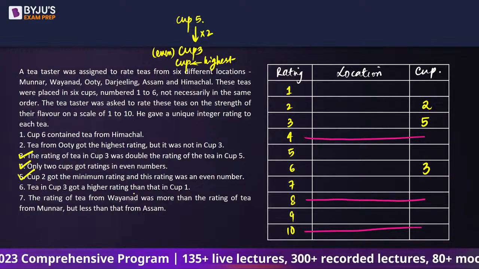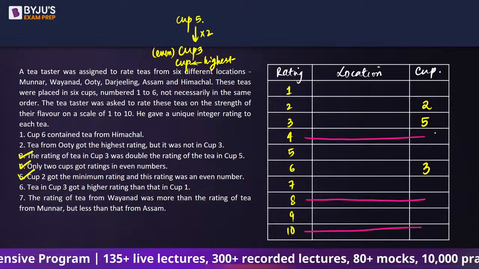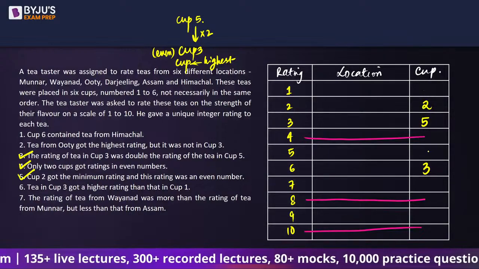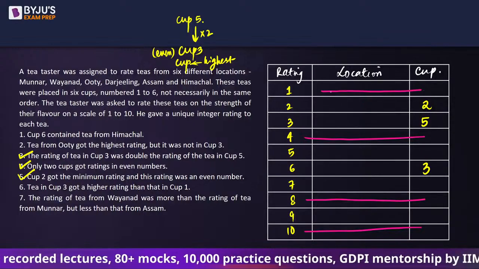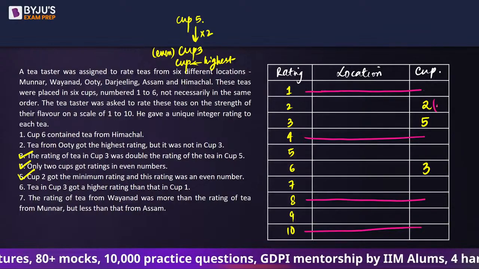Tea in cup 3 got a higher rating than in cup 1. So it tells us cup 1 is above 3. If it is above 3, this is not allowed because cup 2 got the minimum, it's given.